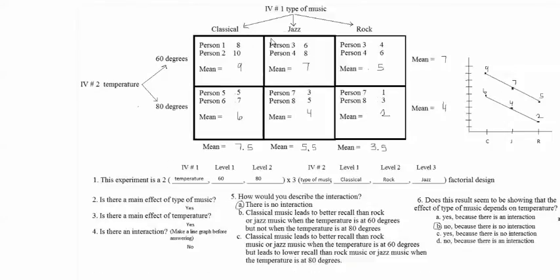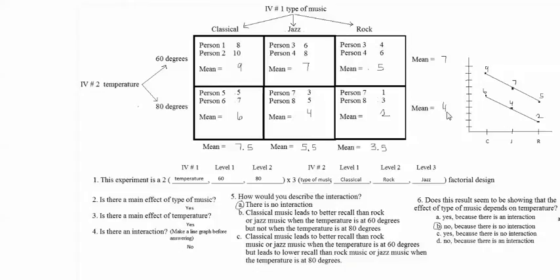Here we have a 2 by 3 design, 2 temperatures and 3 types of music, and I just filled all of those in right here. To find out if there's a main effect of type of music, you have to compare the 3 averages for the 3 columns. If they all come out to the same number, like 7.5, 7.5, and 7.5, then that would be no main effect of type of music. But if at least one number is different than the others, there is a main effect of type of music. So these 3 numbers are all different from each other, which means that there is a main effect of type of music. And if it had been 7.5, 5.5, 5.5, that still would have been a main effect, because we still would have had a difference in here somewhere.